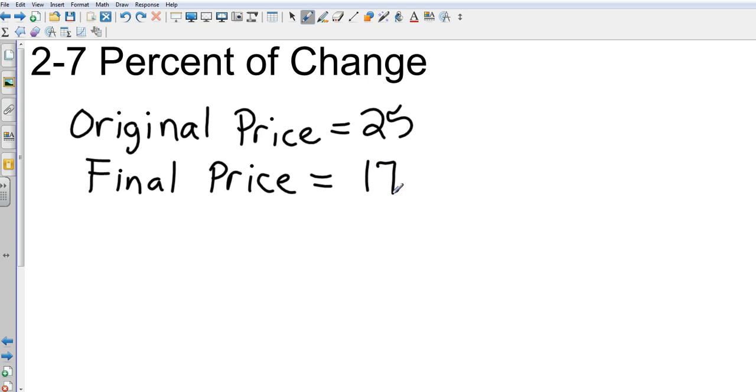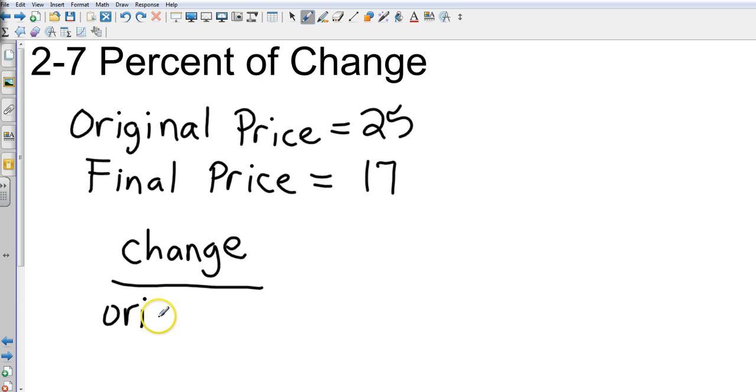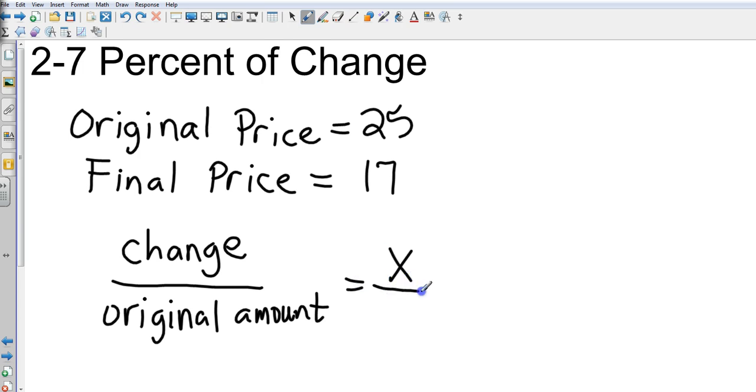Okay, obviously that's going to be a decrease because we are going down. So how far are we decreasing it? So the actual formula is going to be the change divided by the original amount, and we're going to set up a proportion. So we know percents are in hundreds, so it's going to be out of 100%. We don't know how much it changes out of 100. That's what we're about to find out.